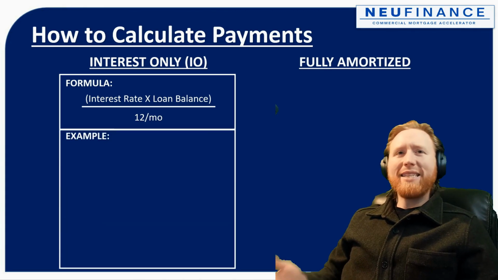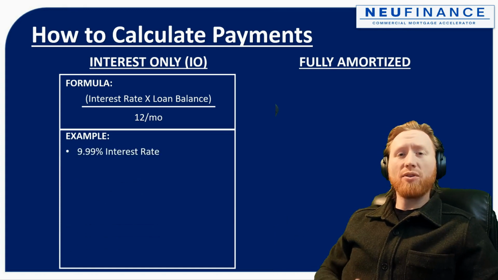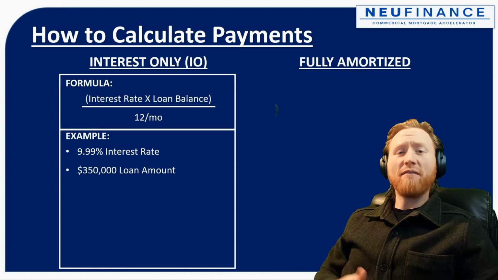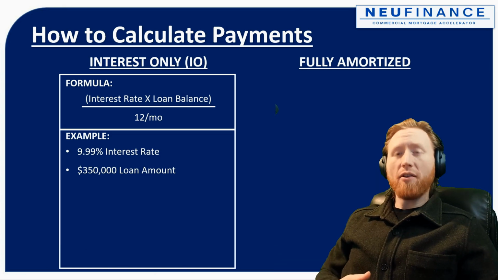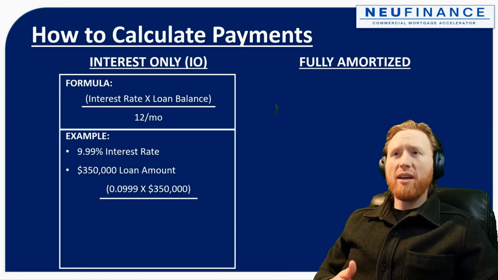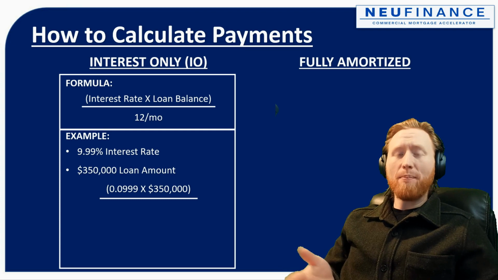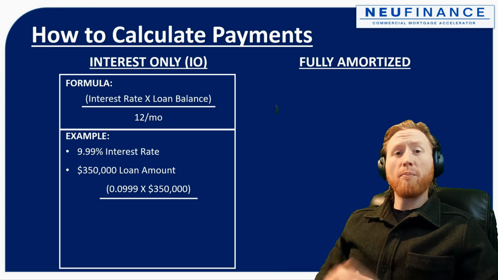Let's say you get a loan term and it says the interest rate's 9.99% and you're at a $350,000 loan amount. Now, the equation's very simple from this point. All you do is take that interest rate and you multiply it by the loan amount. As you can see, we don't multiply it by 9.99%. You always got to carry that decimal to cover the percentage.